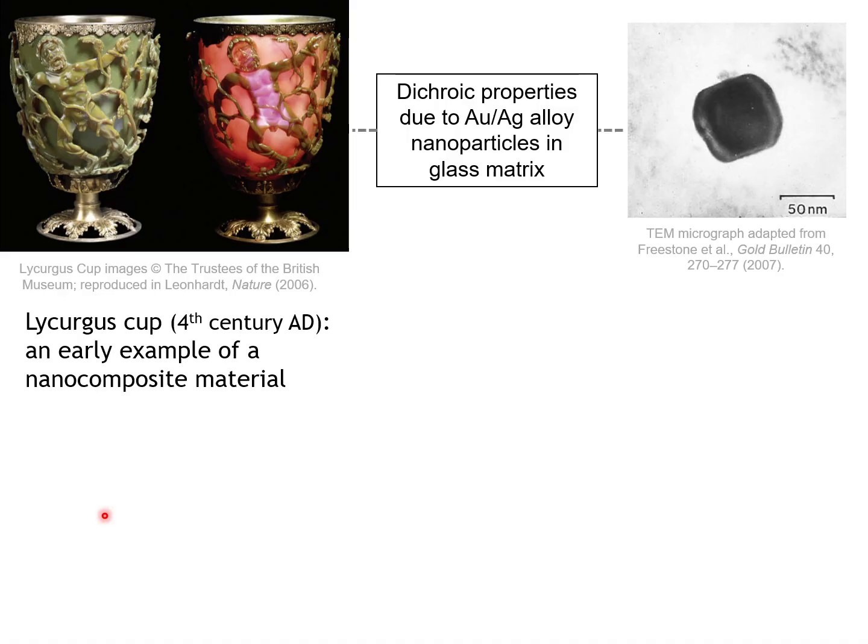These dichroic properties, two colors, are due to the fact that there was an alloy of silver and gold present in the glass matrix. These particles were about 60 nanometers across, and the optical properties of these particles were such that they caused these different colors to appear with the light. It's the silver component that caused it to look kind of greenish, and it's the gold component that caused it to have that pretty red color.